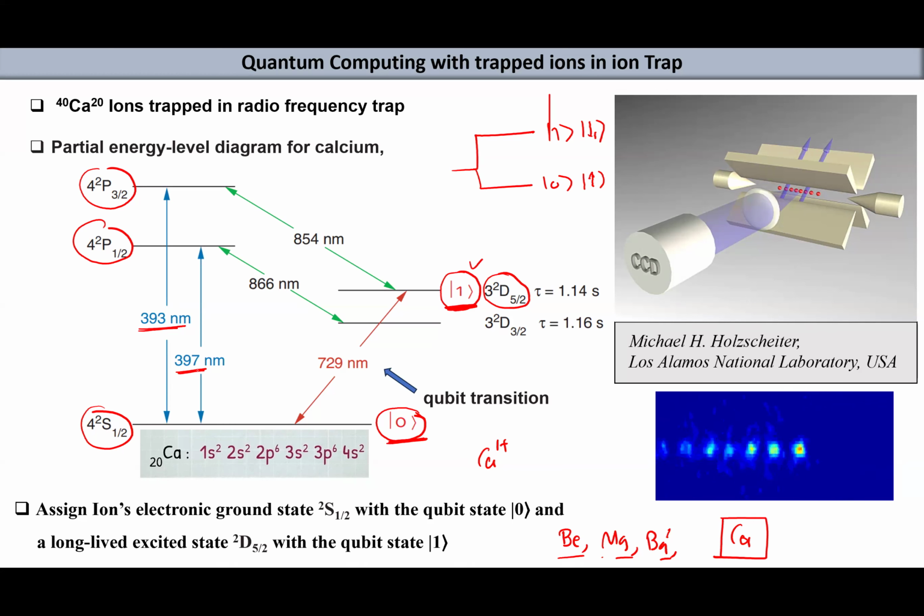So this is the electronic quantum states. And now we understand that these can be used as the qubits. Now let's try to understand how to then make a quantum computer out of this. So first of all, what we use is the Paul trap.